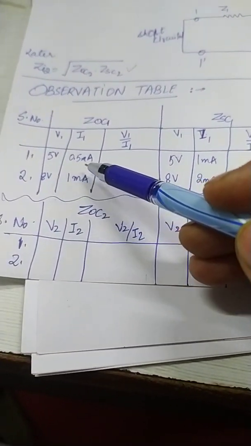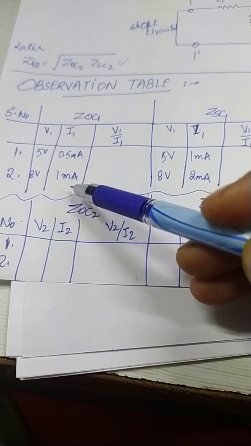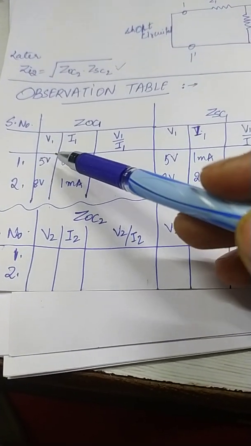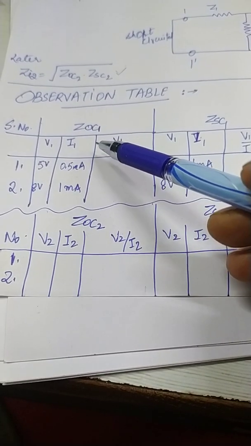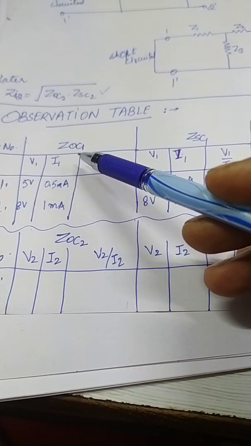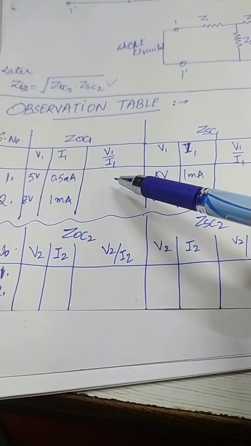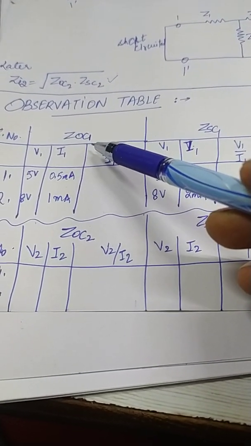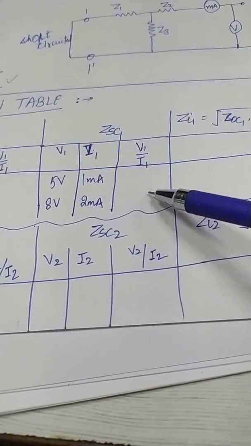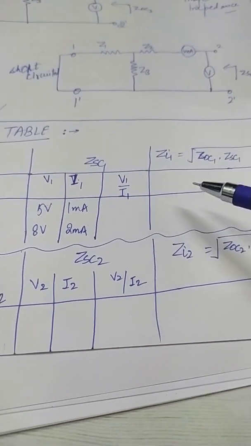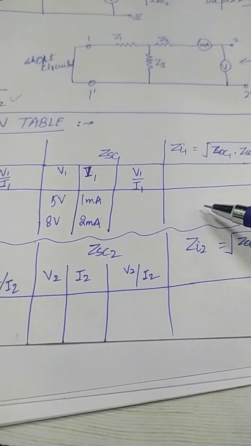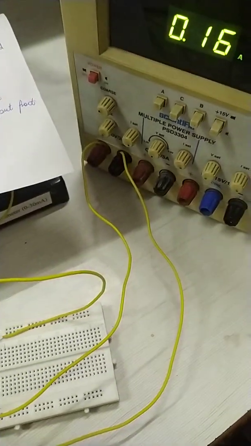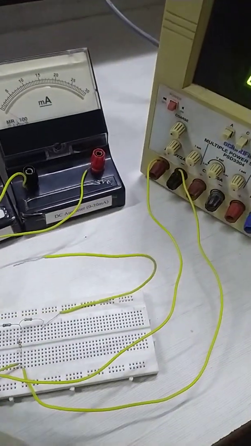You can take a single reading or more than one reading. Whatever values of voltage or current you get with the open circuit connection, you have to divide them in order to find the open circuited impedance as well as the short circuited impedance. Clear? Later on you have to calculate the image impedance at the input port. Let us now start the practical demonstration.